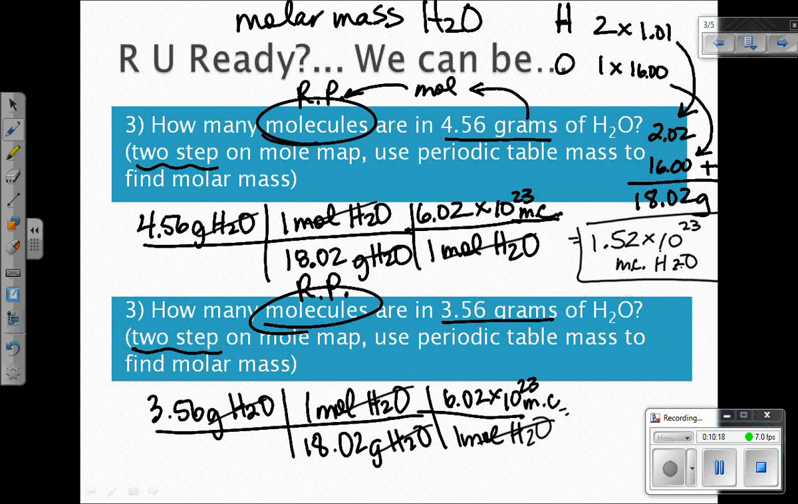Then down here, we'll do the same thing. 3.56 multiplied by 6.02, second comma to the 23rd, divided by 18.02 is going to give me an answer of 1.19 times 10 to the 23rd molecules of H2O.